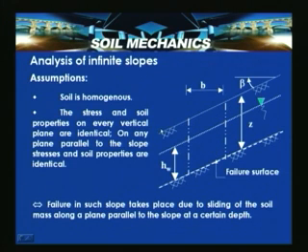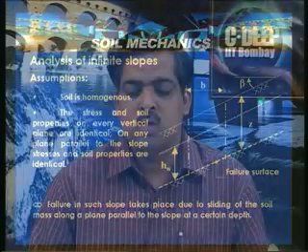On any plane parallel to the slope, the stresses and soil properties are identical. Any two vertical planes, and the soil portion between them, can be considered. Failure in such a slope takes place due to sliding of the soil mass along a plane parallel to the slope at a certain depth. If this assumption is valid, then the failure takes place due to sliding of the soil mass along a plane parallel to the slope at a certain depth.